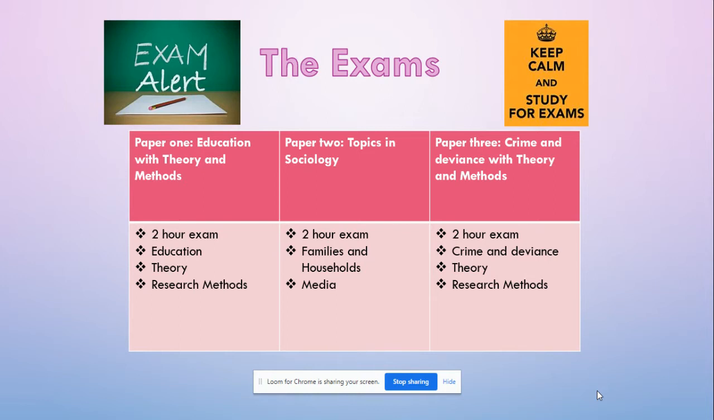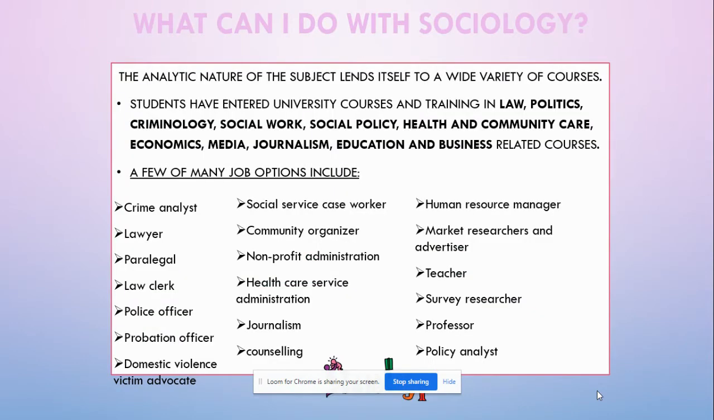They're all 2 hours long. You have education with theory and methods for paper 1. Paper 2 is topics, and we do families and households and media. And paper 3 is crime and deviance with theory and methods. There is no other form of assessment, just these 3 exams at the end of year 13.